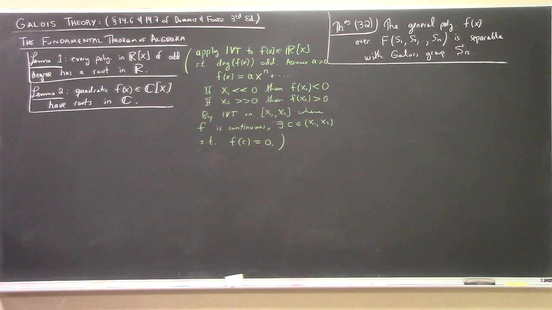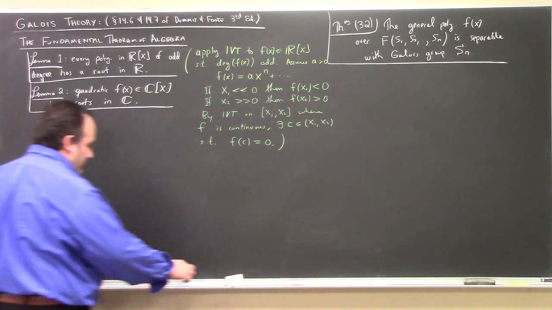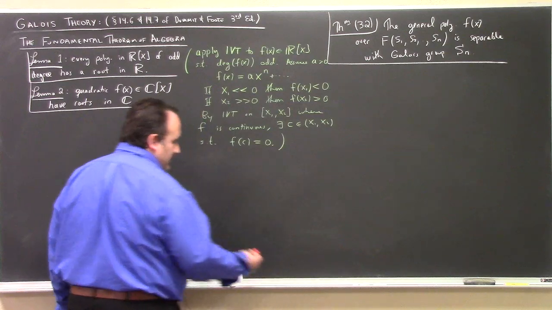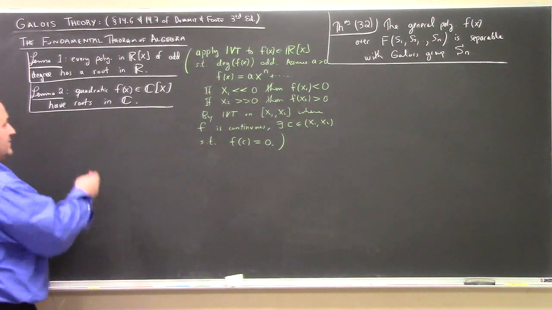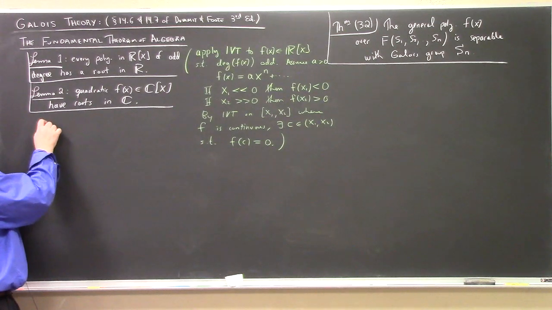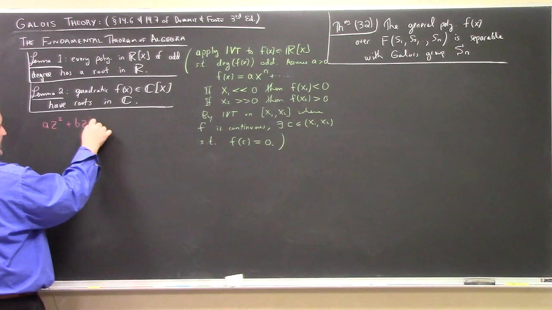What are the double less-than-or-equal signs? That's my notation for much, much less than 0, or much, much greater than 0. It doesn't have a precise meaning; I'm being sketchy. Now, every quadratic in the complex numbers, I would look at it like this: az squared plus bz plus c equals 0.